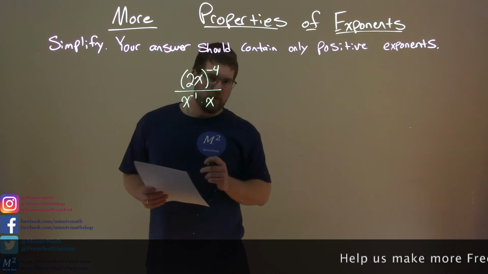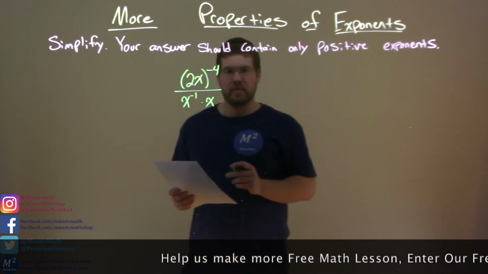Next: 2x all to the negative 4th power over x to the negative 1 times x.